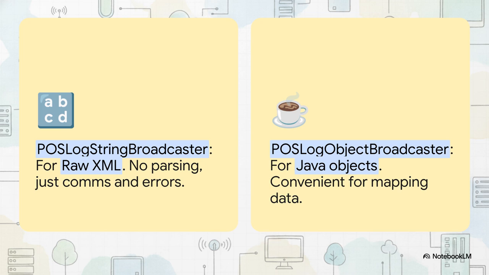It hands you the XML string directly, so you can skip parsing entirely and just focus on writing the communication and error handling code. Alternatively, if you're dealing with Java objects or a subset format, you'll want the PosLog object broadcaster. It treats the data as simple Java objects, which is super convenient if you just need to extract a few specific pieces of info or if you're using something like dozer mapping.